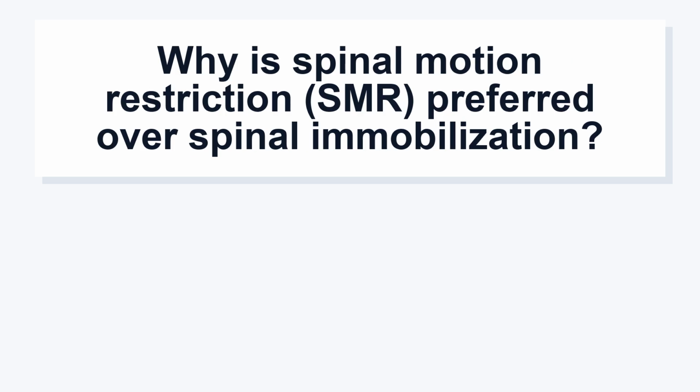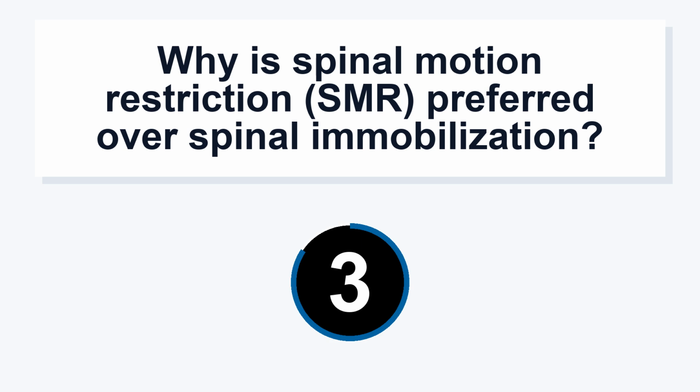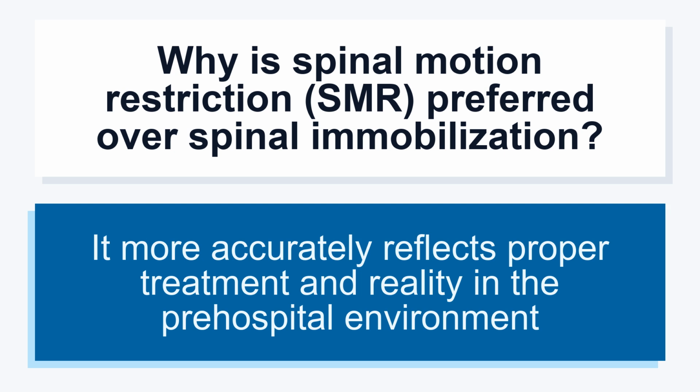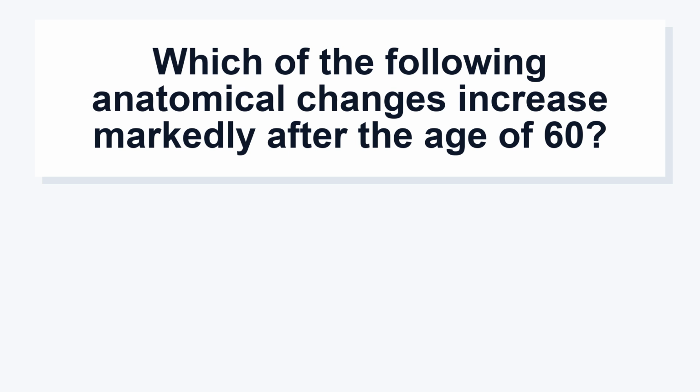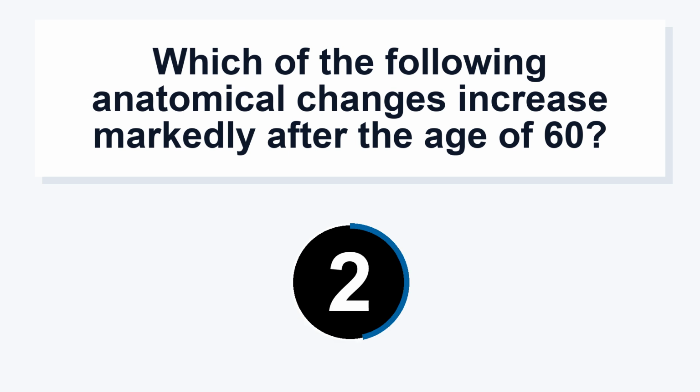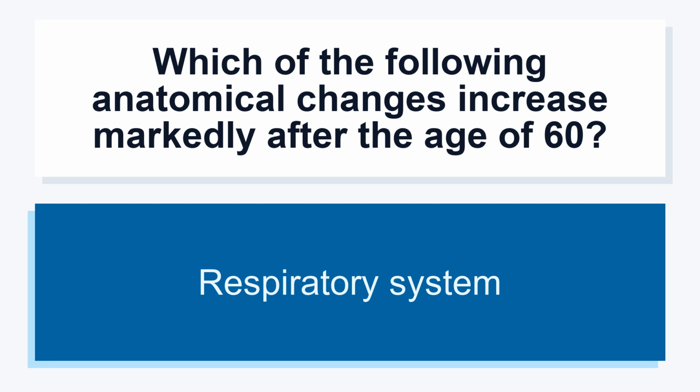Why is spinal motion restriction, SMR, preferred over spinal immobilization? It more accurately reflects proper treatment and reality in the pre-hospital environment. Which of the following anatomical changes increase markedly after the age of 60? Respiratory system.